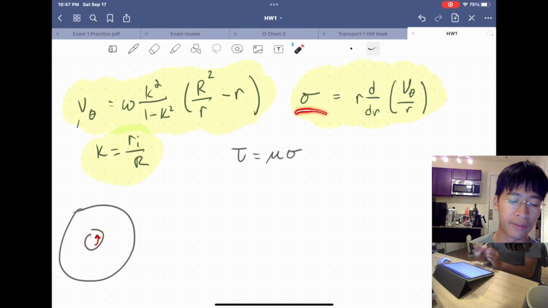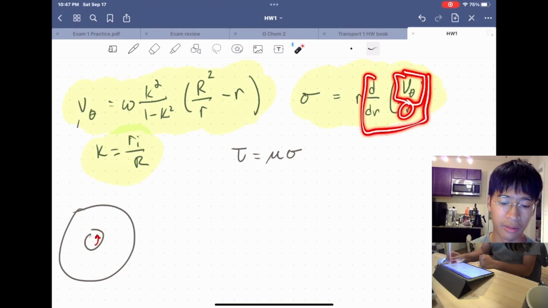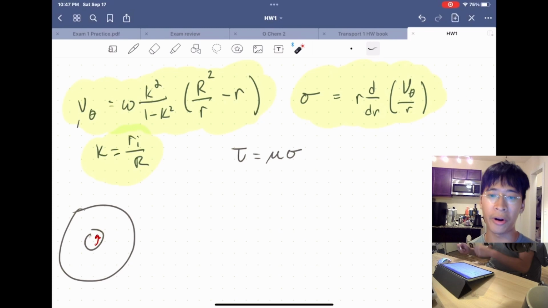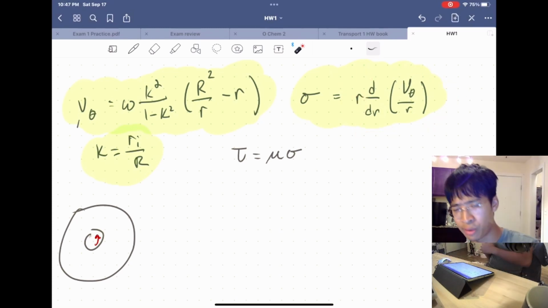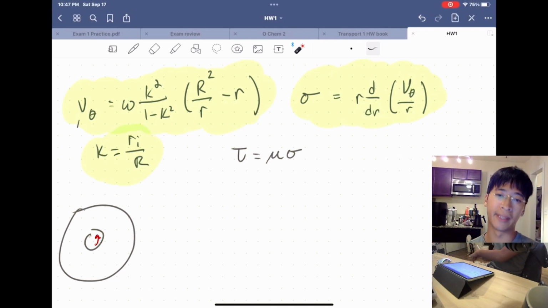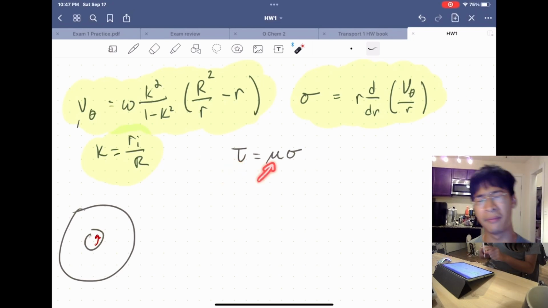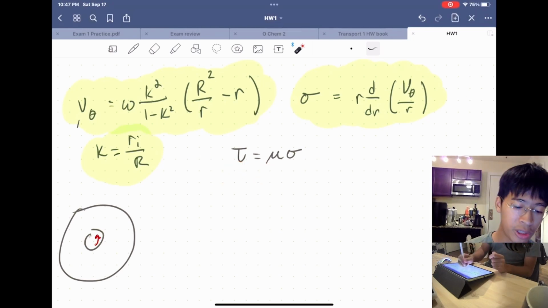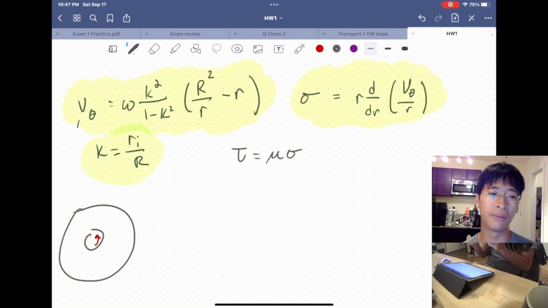Next, we have an expression for shear rate, and shear rate is defined as the velocity profile divided by R, taken to the derivative with respect to R, and the whole expression multiplied by R. And finally, we have Newton's law of viscosity, which states that the shear stress is equal to the viscosity multiplied by shear rate. Okay? We can hop right into it.